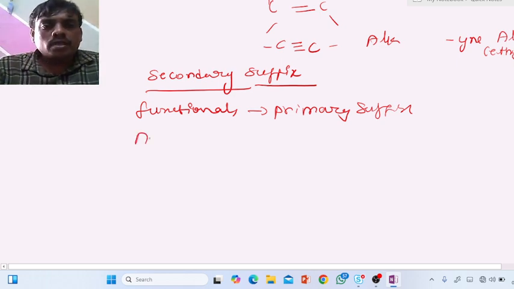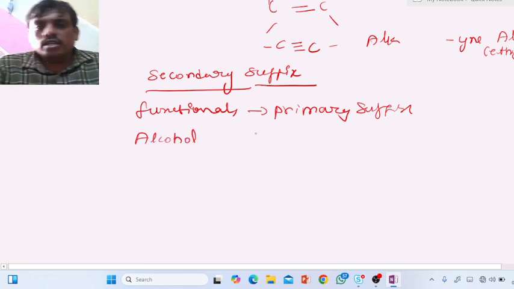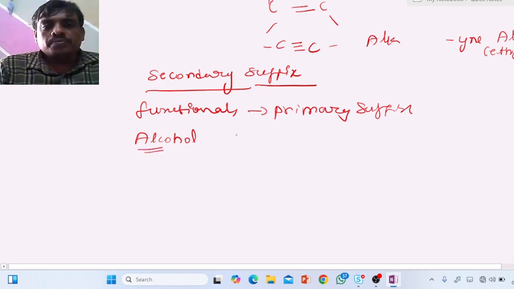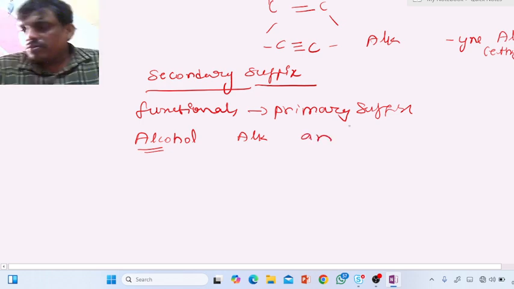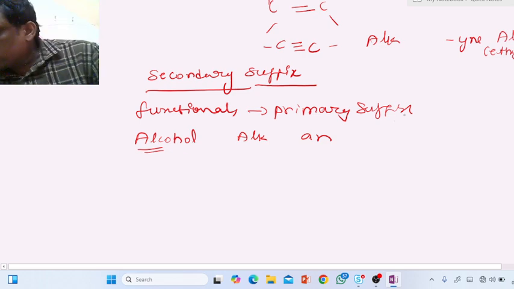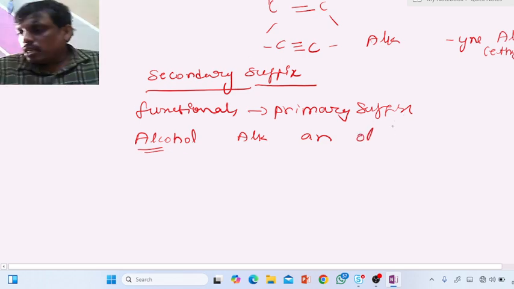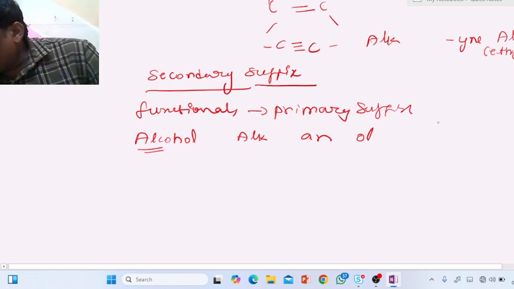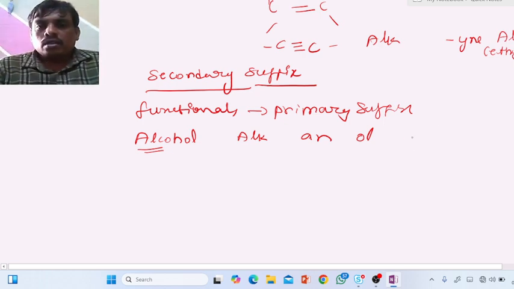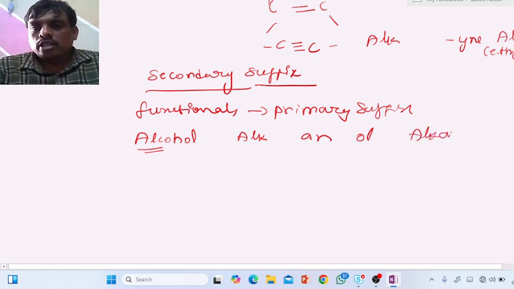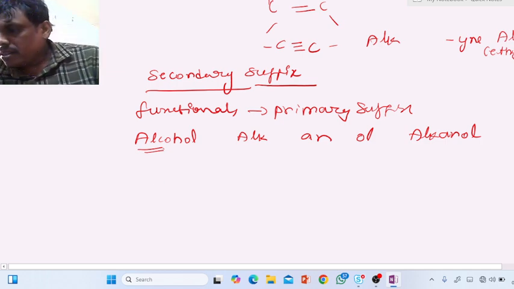Now let us take alcohol. Suppose the compound is alcohol. What is the root word here? Alk. What is the primary suffix? An. What is the secondary suffix? ol. So the generic name of alcohol is alkanol. I am talking about the generic name, alkanol.